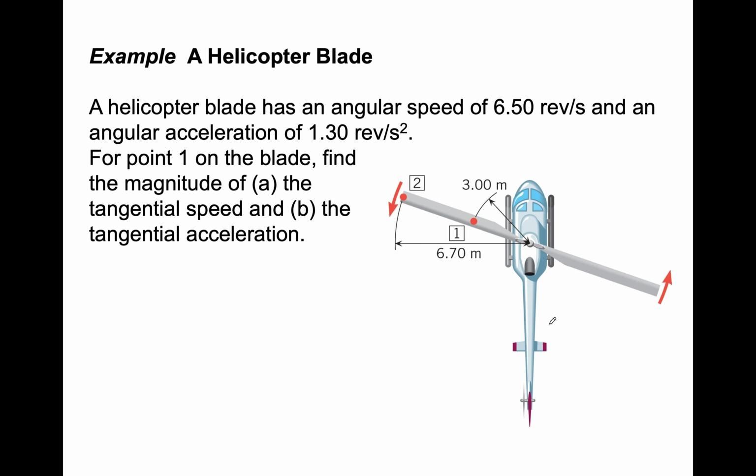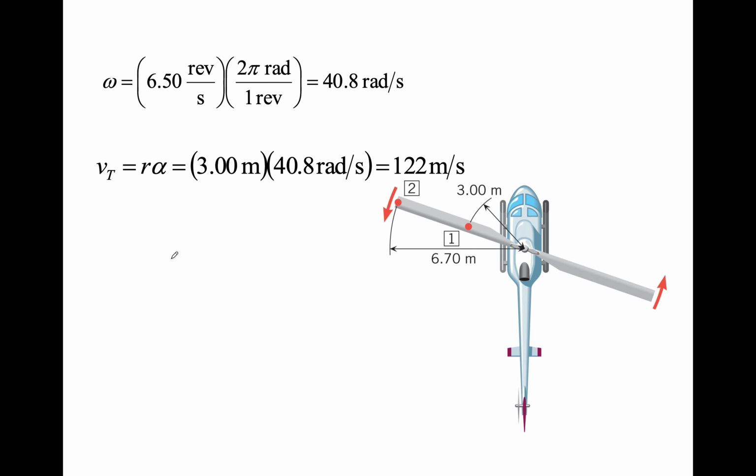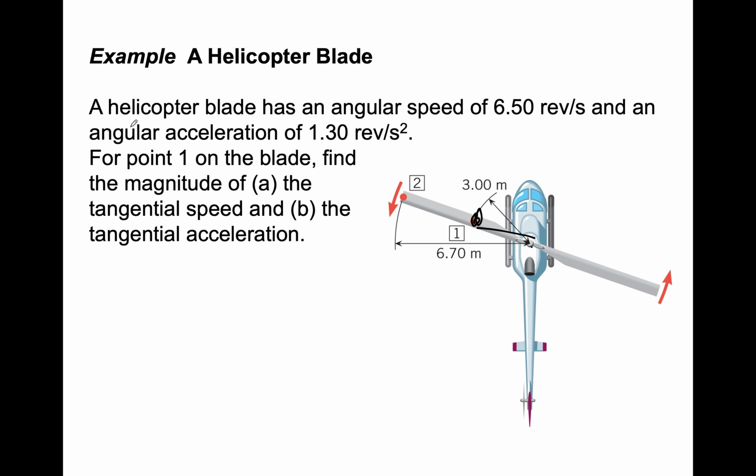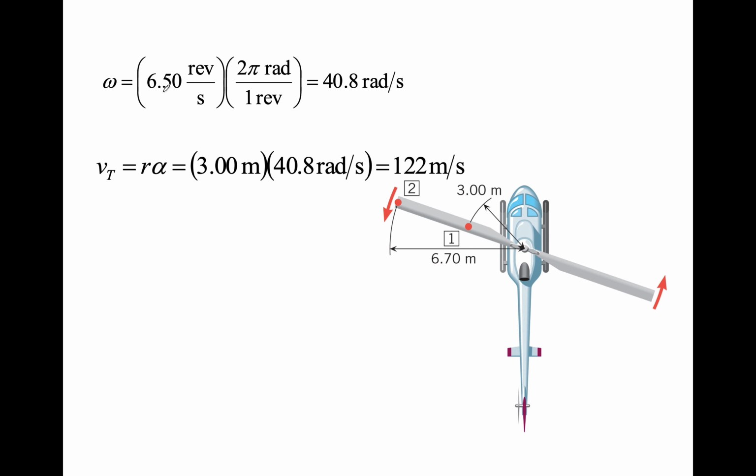Example. So we have a helicopter. We know its angular speed, and we know its angular acceleration. We want to find out, for point 1, this point, which is at a distance of 3 from the rotation axis, what will be the tangential speed and what's the tangential acceleration? First we need to find the angular speed in radians per second. It is 6.5 revolutions per second. One revolution is 2 pi radians.